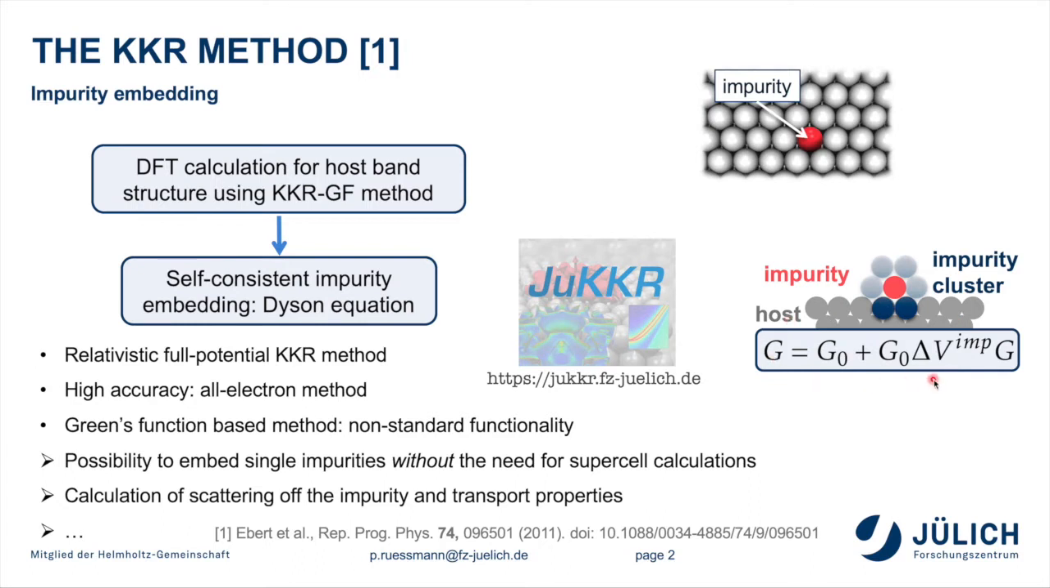Now I want to stress that this does not need supercells, but just this small real space cluster around the impurity, which is then very efficient, in particular if you have a large unit cell to start with. And this gives even access to transport properties or other unusual features that other codes cannot access as easily. All of this is included in the AiiDA-KKR plugin, and I want to discuss this now in more detail.